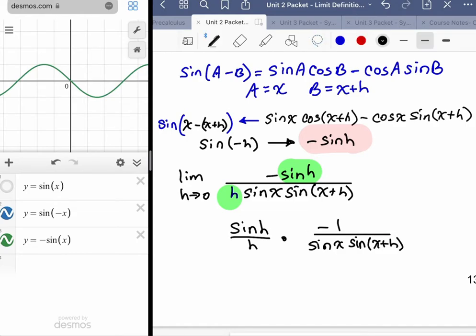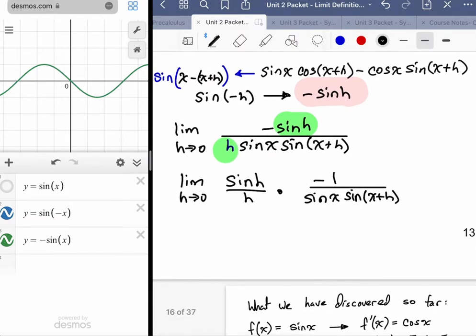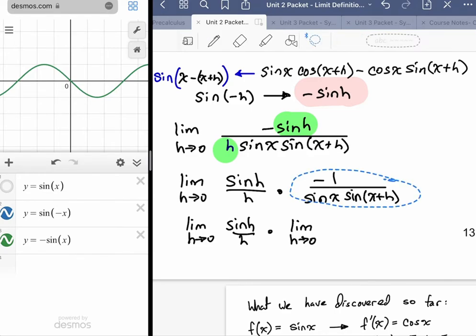And so you still can't jump to the final answer here because we haven't applied a property of a limit that allows us to evaluate this as a rule. That property is the product rule for limits, which tells us that we can take the limit of each factor of a product separately. So I'd have to write this as the limit as h approaches 0 of sine h over h times the limit as h approaches 0 of the other fraction.